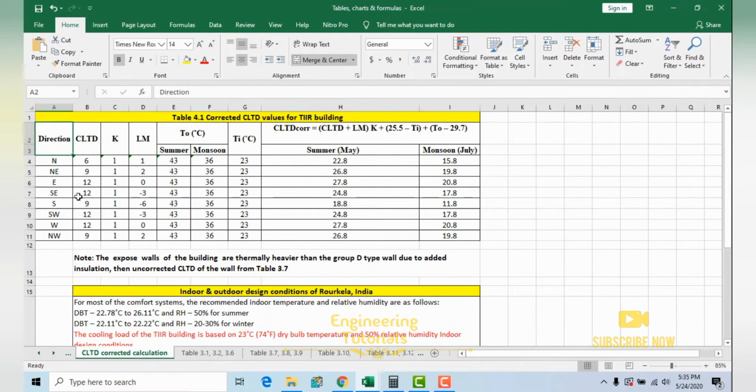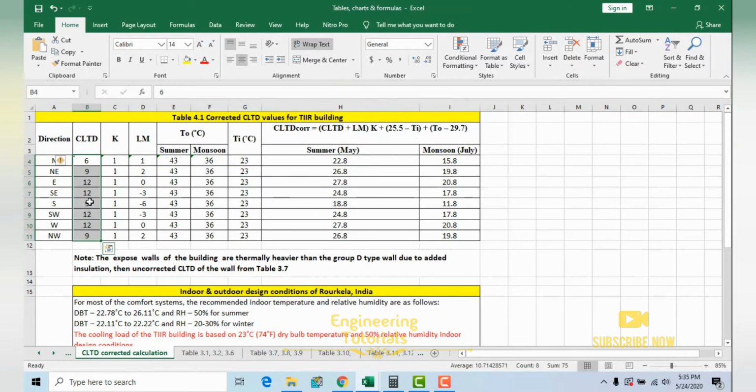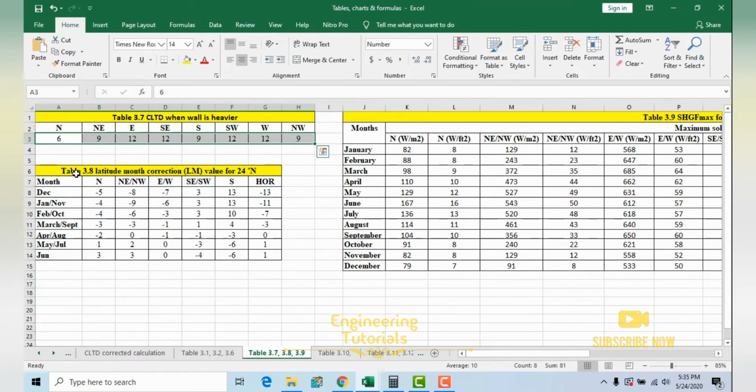Direction north we have right here, CLTD values the same which we have seen here, 6, 9, 12, 12, 9, 12, 12, 9. So same. And K, as I already told you, we have dark color walls, so we have used K value 1. And LM is the latitude month correction factor you can find here for 24 degree north latitude. We don't have table for 22, so we have used the closest one, that is 24 degree north latitude, as you can see over here, for different exposure of the walls.